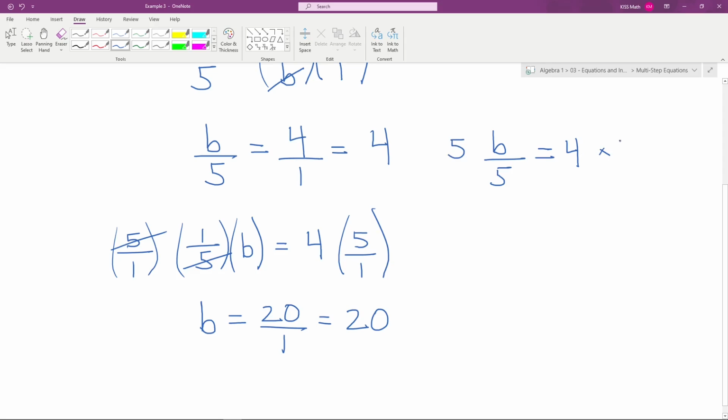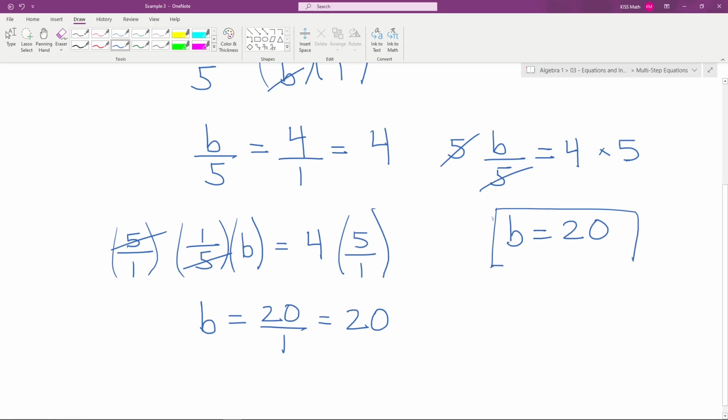And if we multiply this by 5, we have to do it on the other side. So this 5 and this 5 cancel out to become 1. And we have b equals 4 times 5 is 20. We get to the same answer, just a different way to look at it.